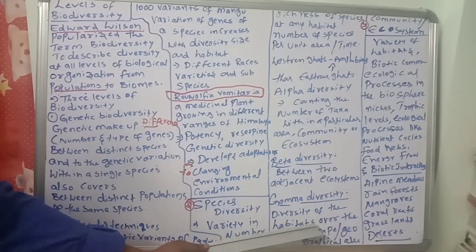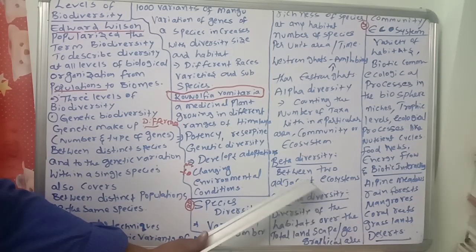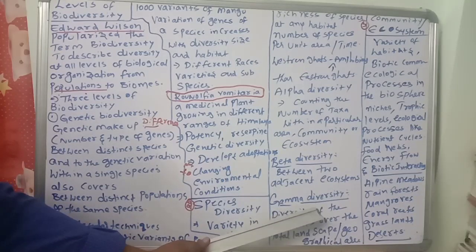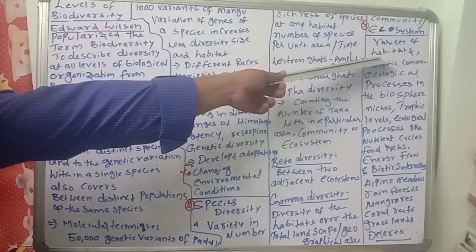Gamma diversity refers to the habitats over the total landscape or total geographical area, not an ecosystem, not species, not a community or two different ecosystems. If the comparison covers the overall geographical area, that is called gamma diversity. Next, community ecosystem, varieties of habitats.